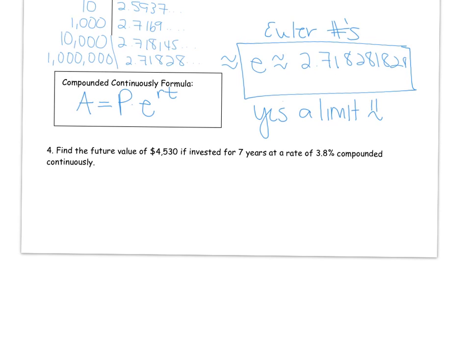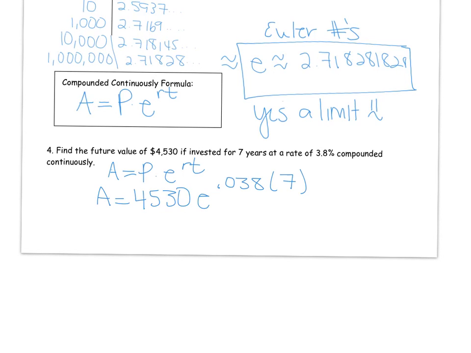Okay, and we'll use this. Like I said, I feel like this one's a lot easier to work with. Find the future value of 4530 if invested for 7 years at a rate of 3.8% compounding continuously. Right away, I know I'm using that PERT formula, A equals P times e to the rt. So we're looking for future value. If we put in 4,530, e is e, times 0.038 times 7.